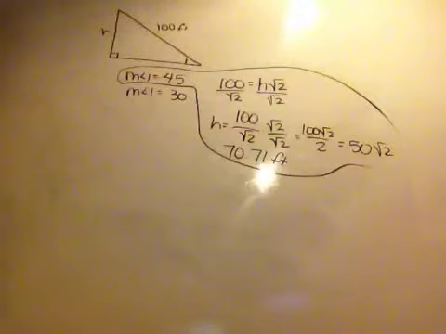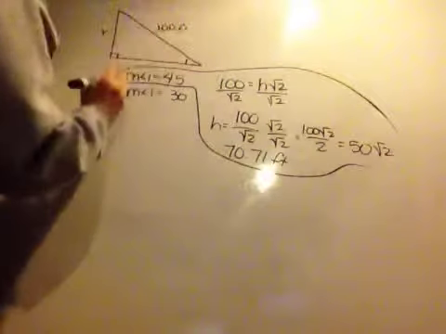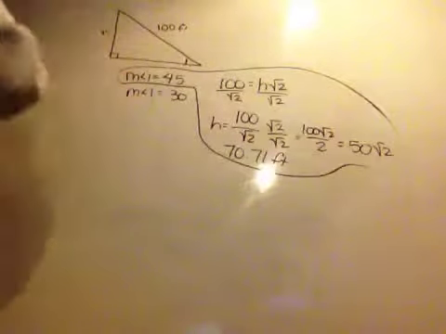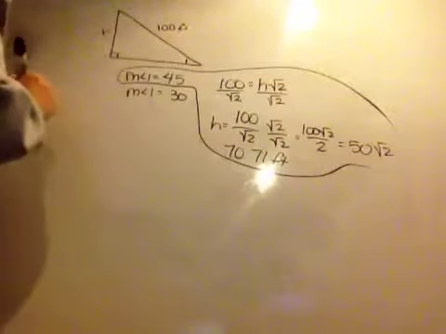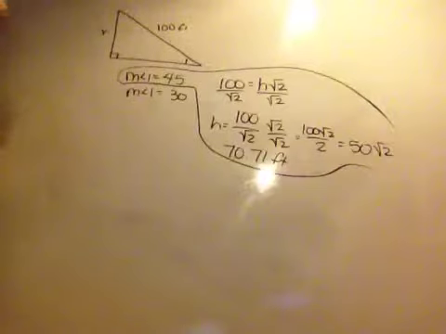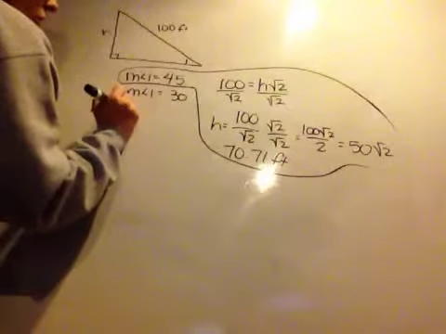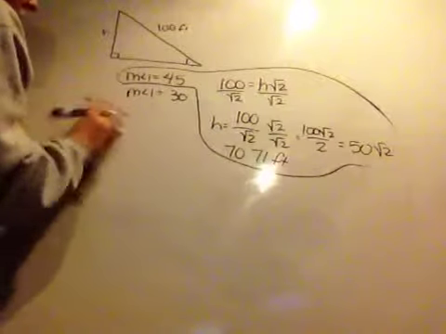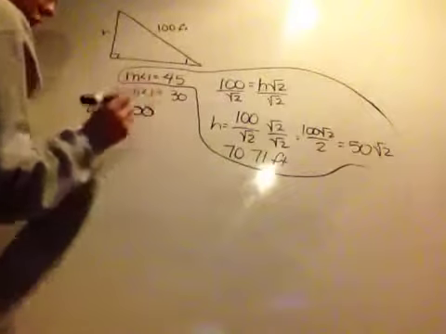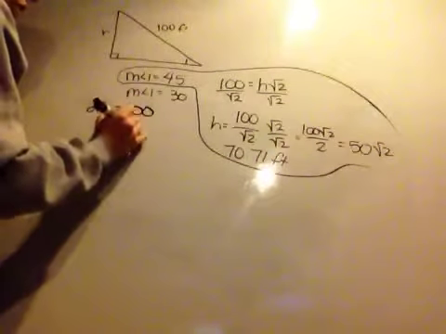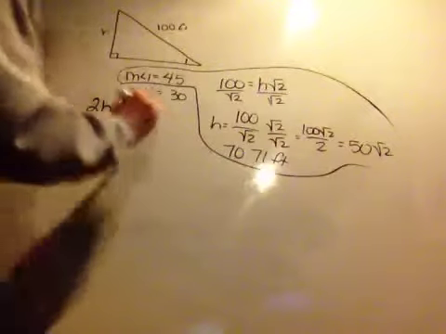So when the measure of angle 1 is 30, we know that the hypotenuse is twice as long as the shorter leg, because if this is 30, this is the shorter leg. So this one's actually easier because we know that 2 times h is equal to 100. So h is equal to 50. So this one is just 50 feet.